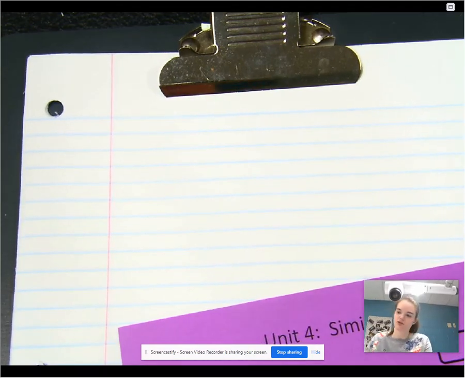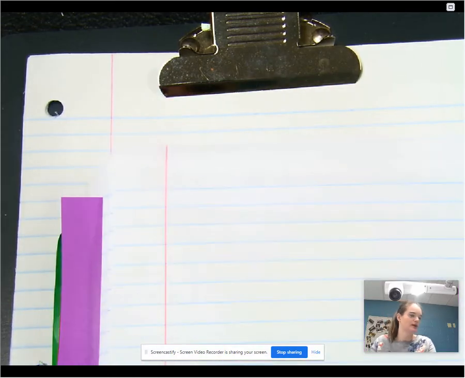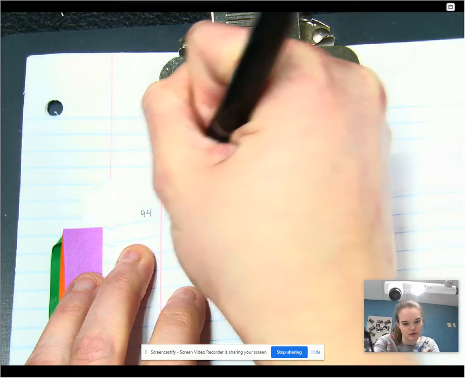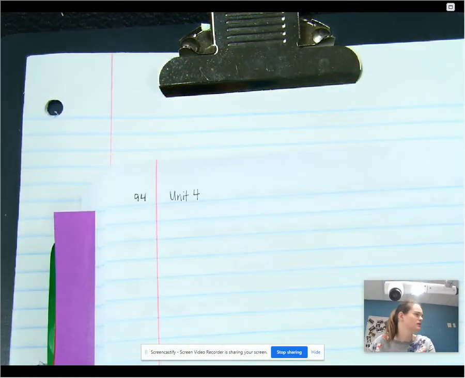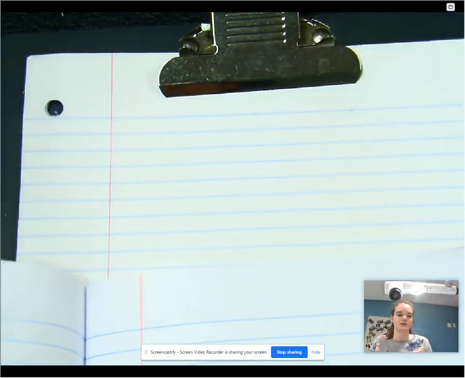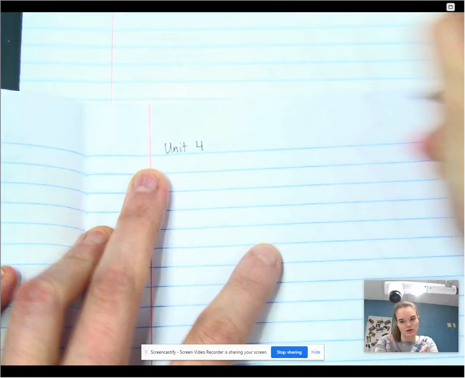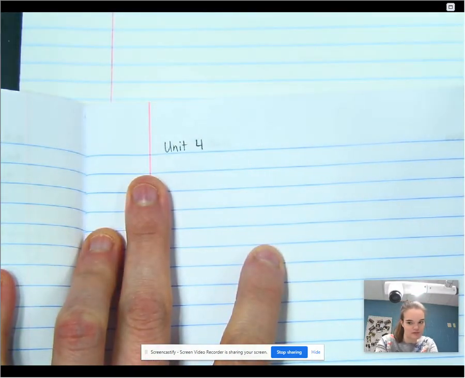Okay, so we finished on 93. So 94 is where we're going to glue that in. So label 94, unit 4. Okay, and it'll be blank, and then label unit page 95, unit 4, and that's where we're going to glue this tab in. So page 95 is where this is going.